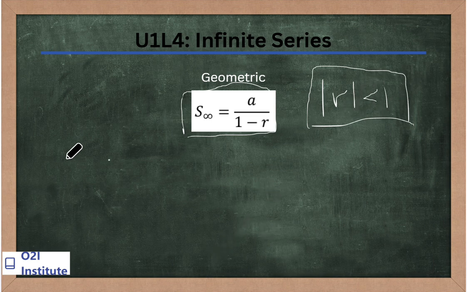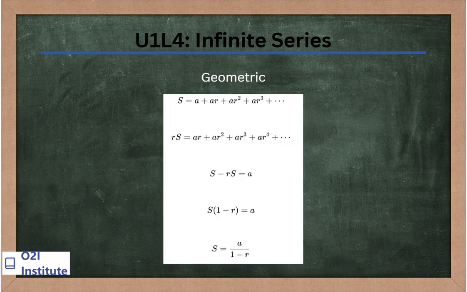So let's analyze this formula and prove it. It says on the top the first term divided by, on the bottom, 1 minus the common ratio. So how do we prove this? Well, here is the proving process. You can see that the same formula is here dropped onto the bottom. And now let's prove it.